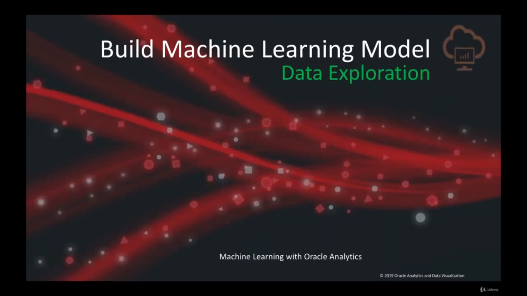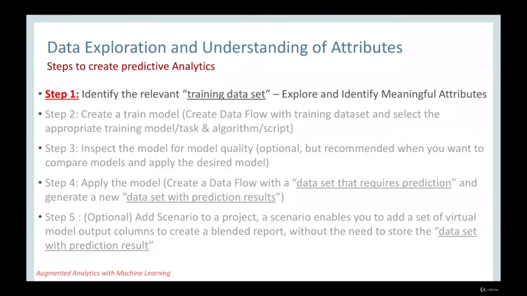In this lecture, we will start working with our bike rental data. So the very first step is really to understand what is available in historical data. As we discussed, the first step is to explore the data, look at some of the obvious natural patterns and relationships between the data, and identify some meaningful attributes and data sets that we want to use for the machine learning model.